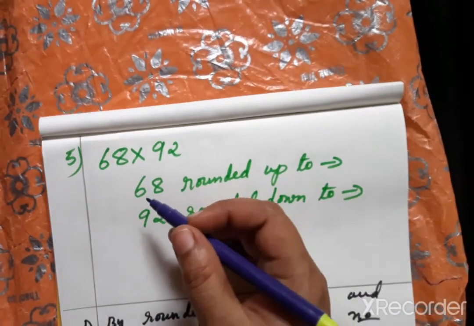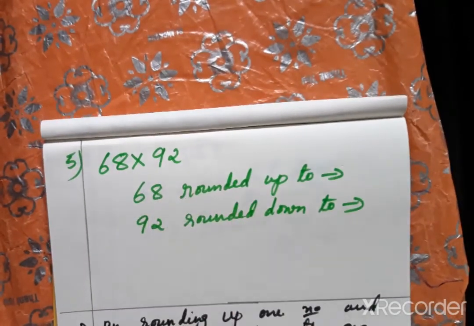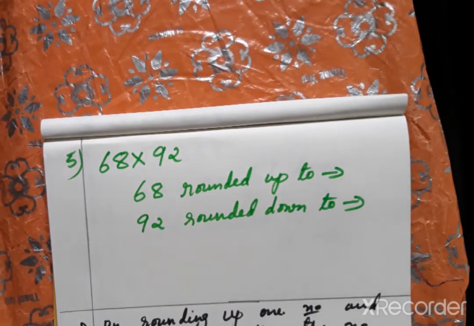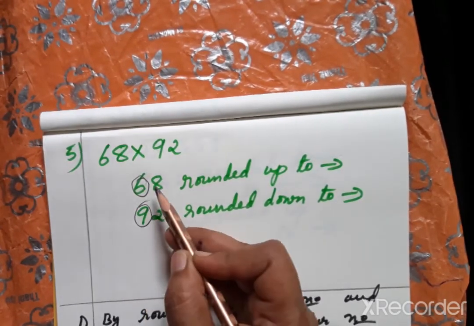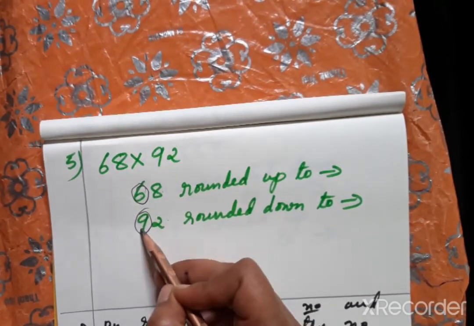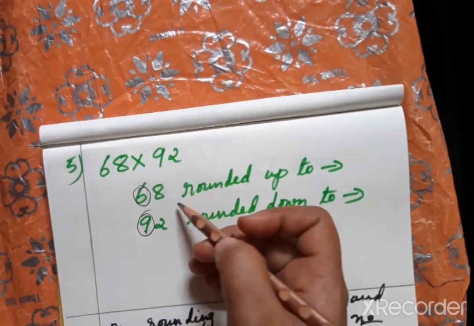Now fifth question, 68 into 92. We have to round one number up and round the other number too. We are rounding to the tens place. The first step is over.